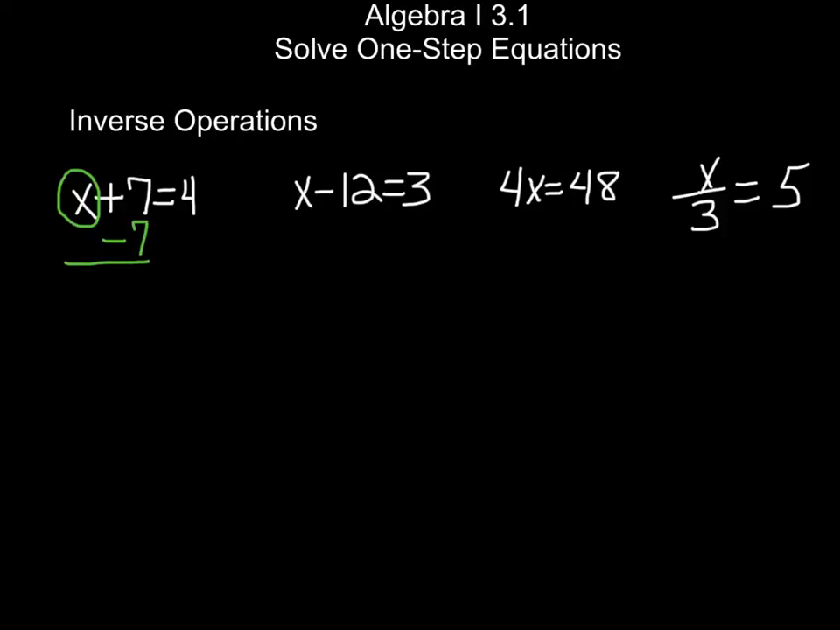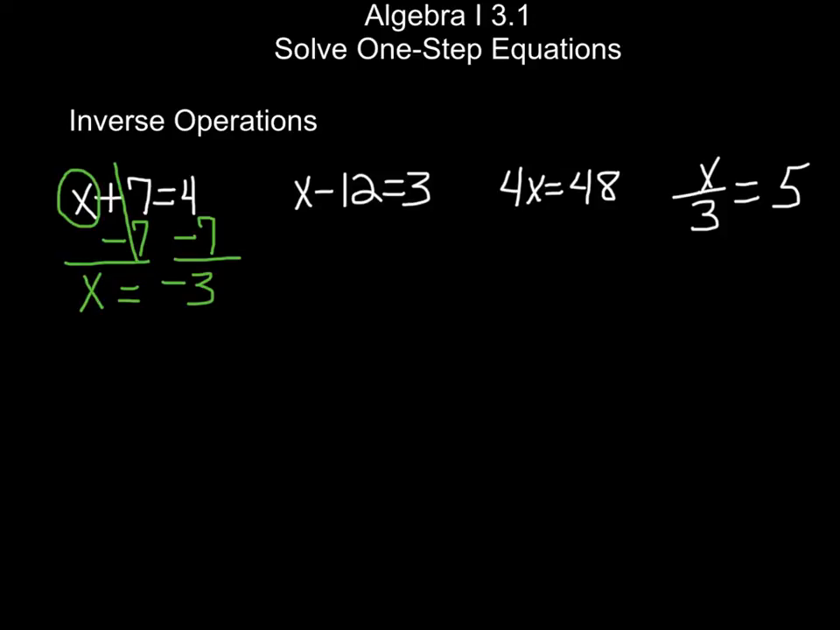Now, in order to maintain equivalent equations, whatever we do to the left side of the equal sign, we must also do to the right side of the equal sign. So we subtracted 7 from the left side, so we're going to subtract 7 from the right side. Positive 7 minus 7 cancels each other out. That is 0. And we are left with x equals 4 minus 7, which is negative 3.